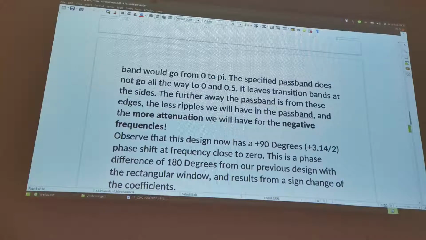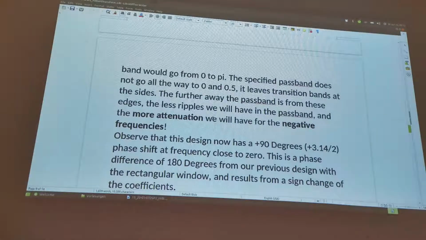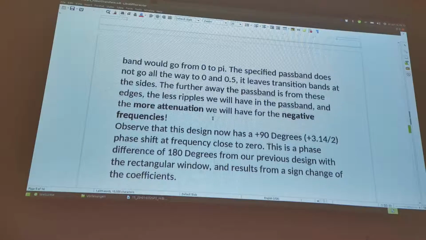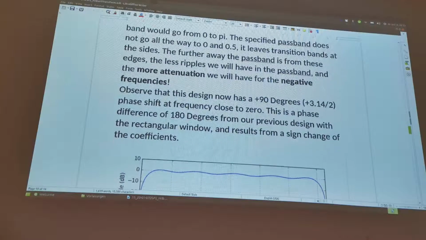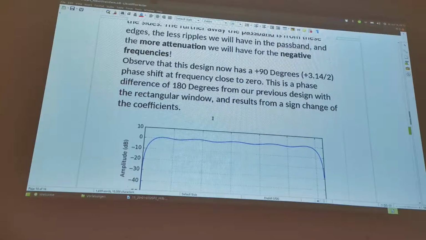Yeah, and the more transition band we leave it, the more attenuation we will have for the negative frequencies. So if the design is not sufficient, we have to increase either the order or the size of the transition band. So let me have a look at it.